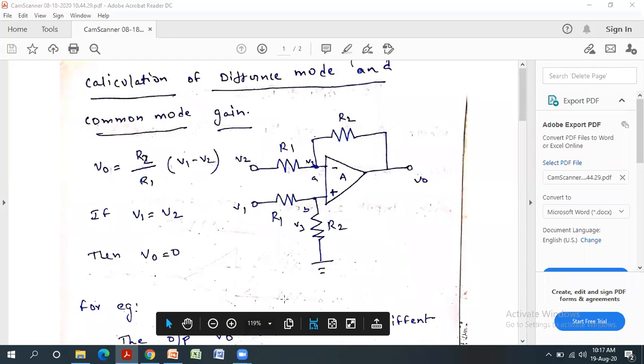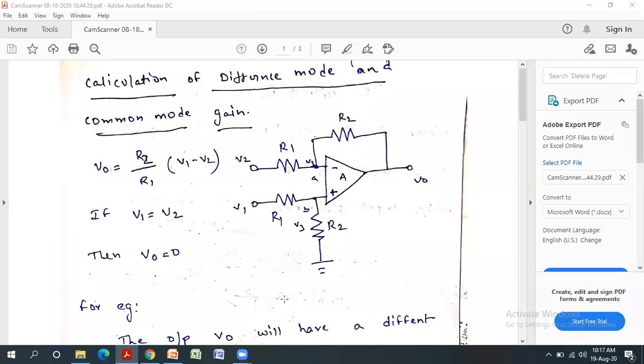So what will happen in a practical condition? Even though at a practical condition V1 equals V2, there exists a certain small amount of response. That small amount of response is what is called the common mode component of input voltage. Yesterday some of the people raised a question: what is meant by this common mode component, how does it happen? So how does the common mode component happen?